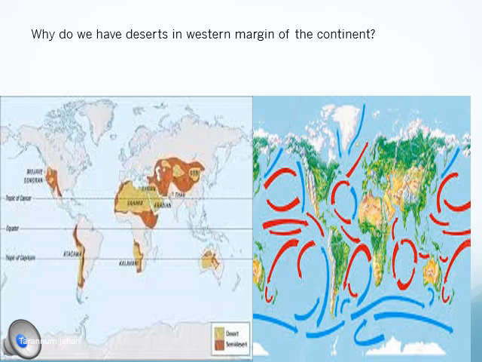So we find this kind of pattern in the complete world map. Wherever the ocean is, you will definitely find this kind of pattern of ocean current movement everywhere, and the same thing will be there. The western continental area will definitely have the deserts. So this is the main reason why we have the deserts in the western continental areas.